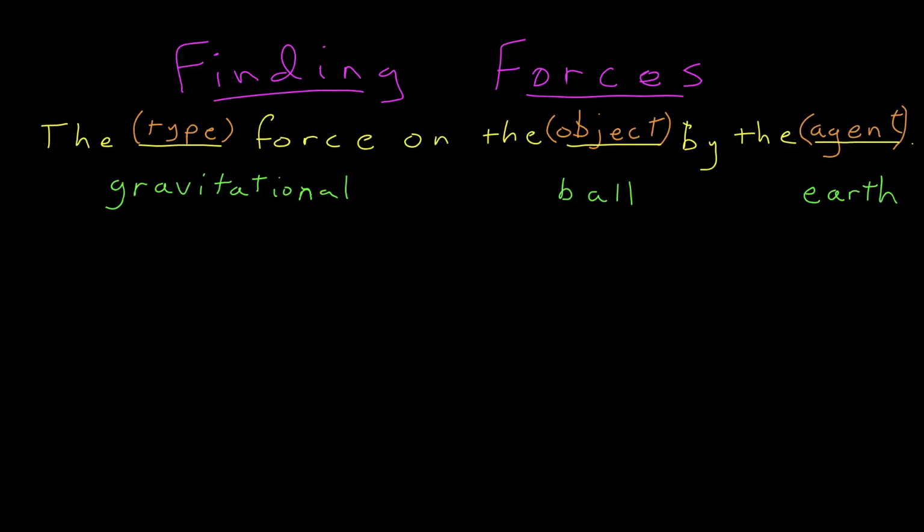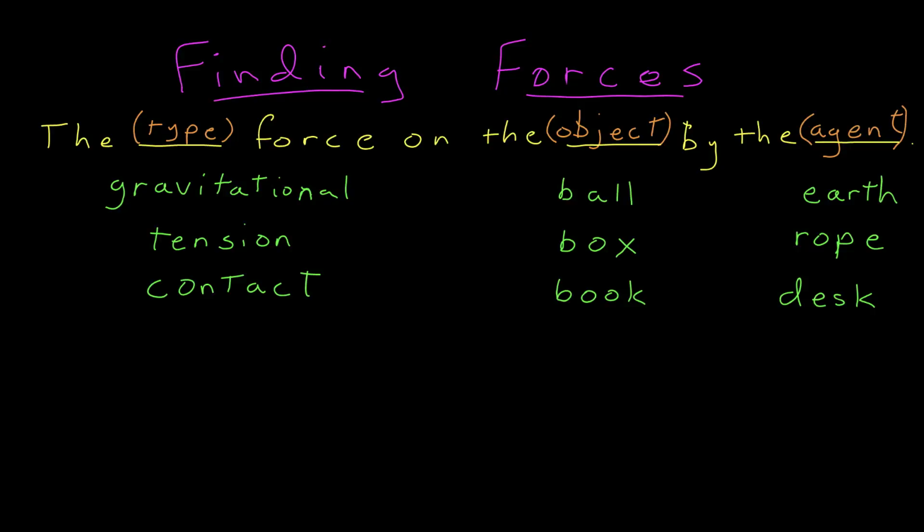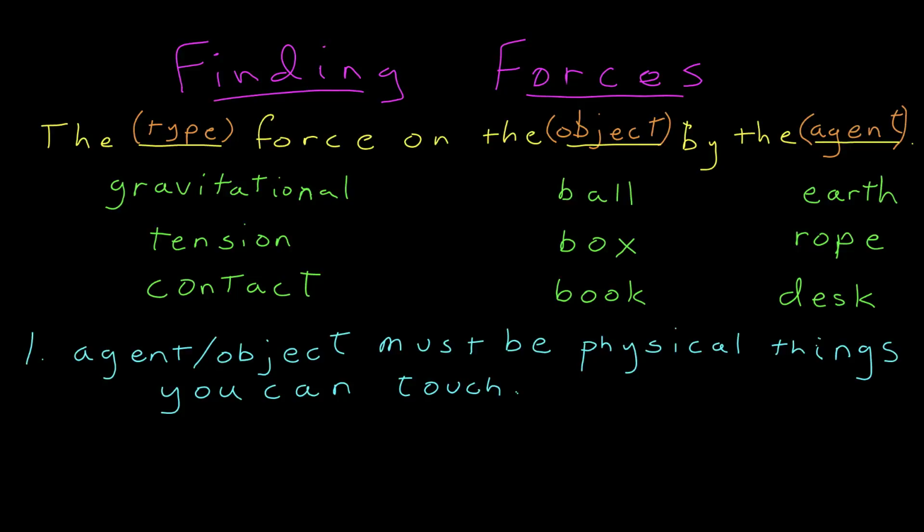For example, the gravitational force on the ball by the earth, or the tension force on the box by the rope, or the contact force on the book by the desk. In each case, there's an agent that is exerting the force, there's a type of force, and an object that is feeling the force. The agent and the object must both be physical things you can touch.